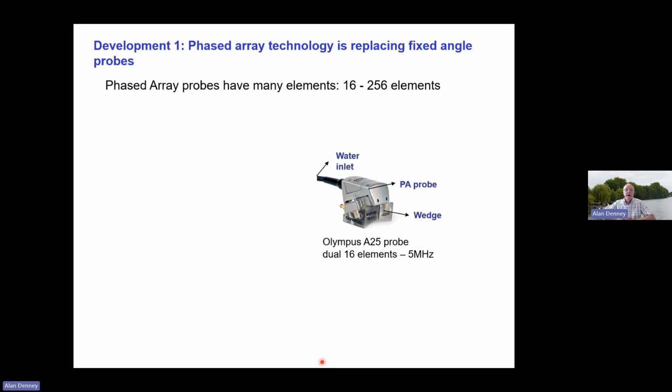Things are changing. I'll talk about a couple of developments. Development one is that phased array technology is replacing fixed angle probes. And these, although they look superficially similar, there's a phased array probe there, superficially might look similar to the other probes, but they're completely different in that they've got many elements, from 16 to 256.